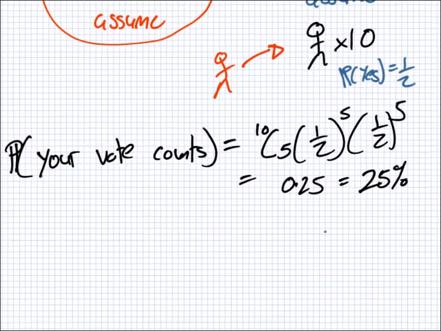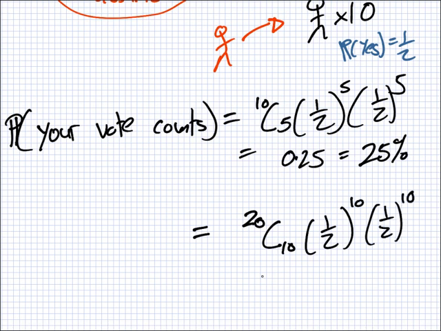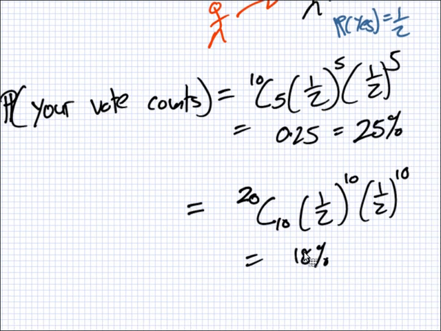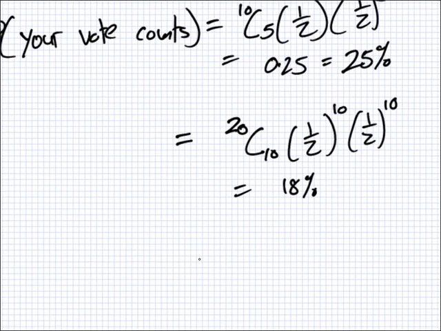So, what about if you're joining a group of 20 people? What's the probability your vote matters in a group of 20 people? That would be 20C10, 1 over 2 to the 10, 1 over 2 to the 10. What's that now? 18%. I think it's 18%? Are you sure? That's actually pretty good.